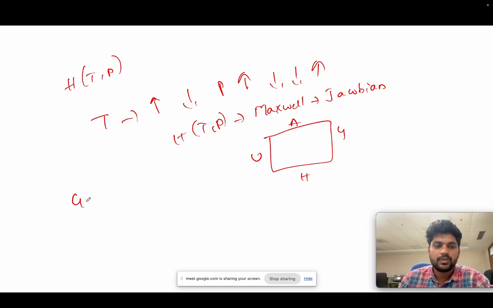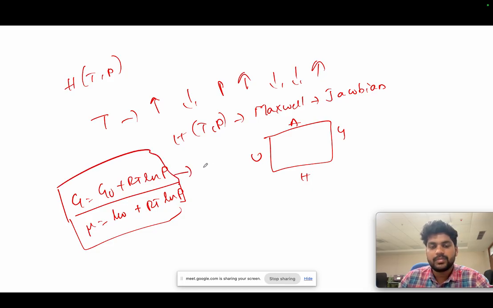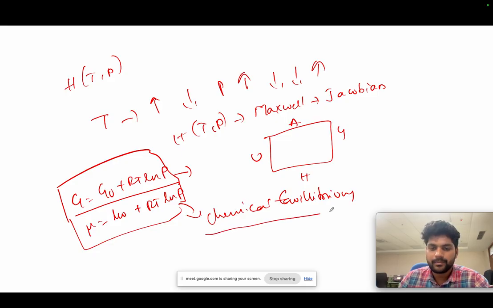Then we find that G is plus RT ln P, which is nothing but mu equals mu naught plus RT ln P. So, can you tell me, basically this equation is nothing but chemical equilibrium. Do you have any idea why we are using the chemical equilibrium?